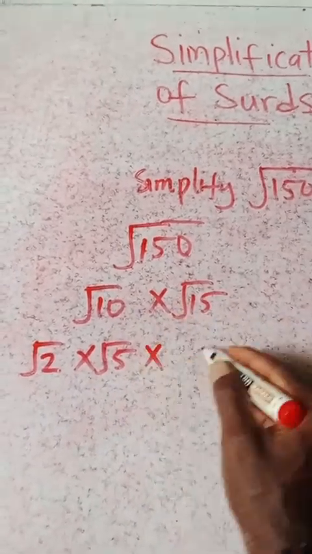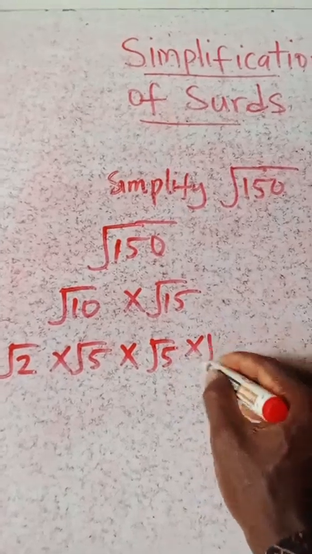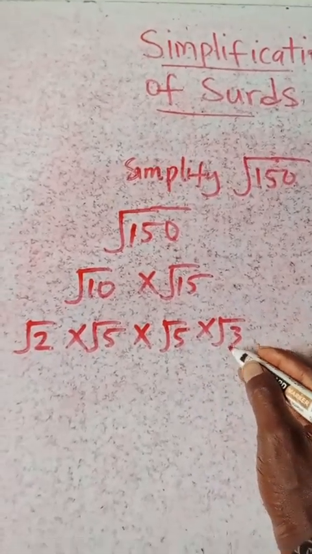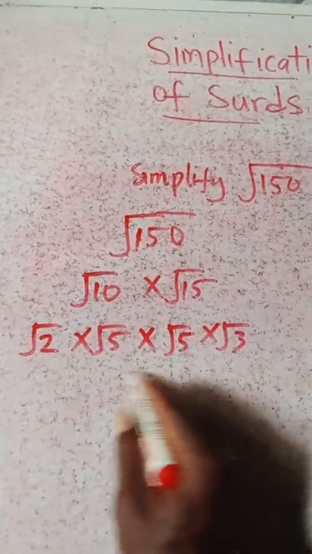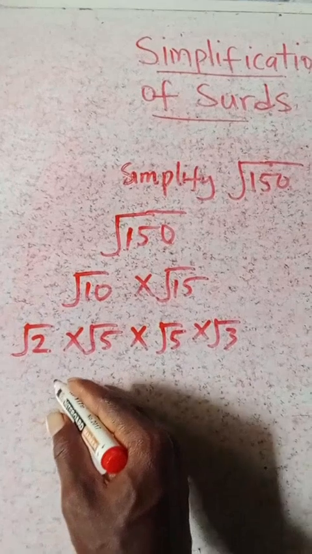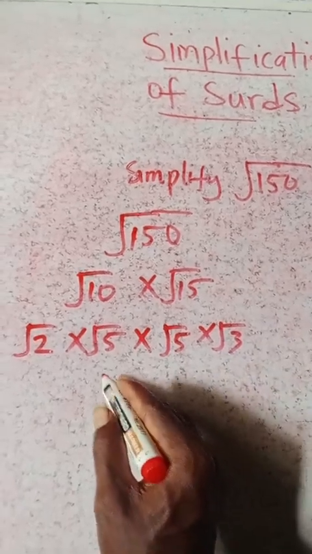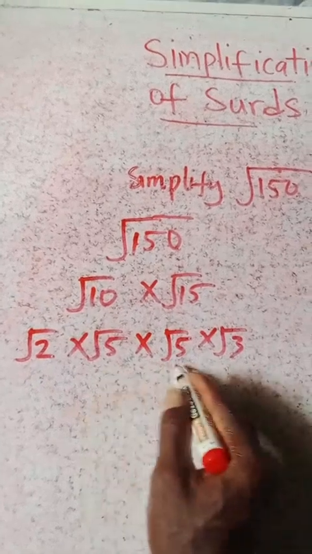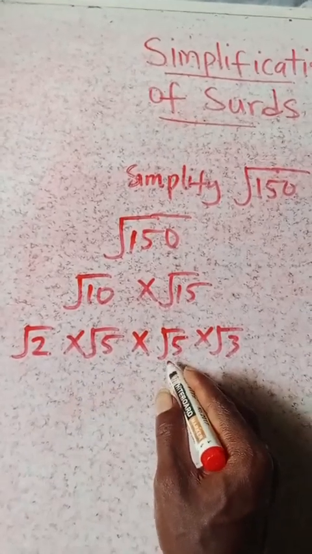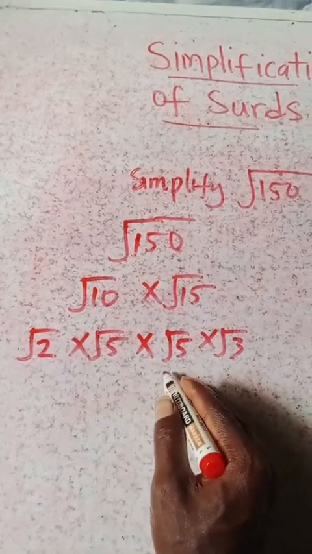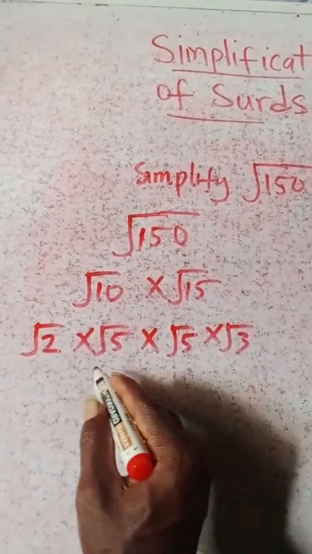Times root 15 can be reduced to root 5 times root 3. Are you seeing it? At this point, all the roots here can no longer be simplified or reduced further, so we multiply. I told us in our previous class that when the roots are the same, like we have root 5 and root 5 here, and you are multiplying, it is just the number in the root without the root. So let me rearrange it.